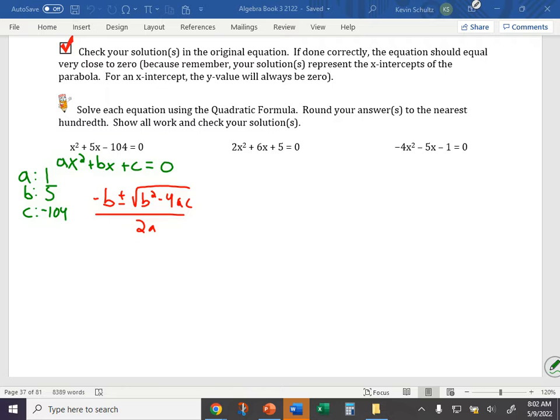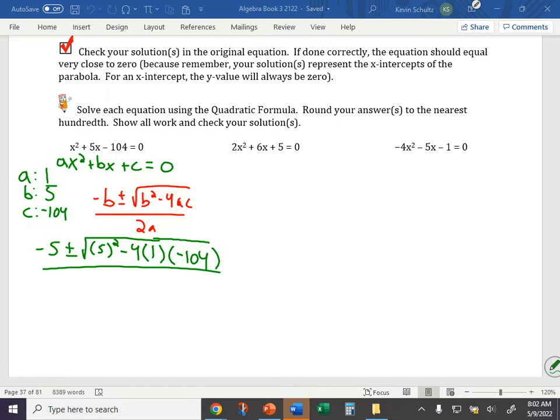Negative b is going to be -5 plus or minus the square root of 5 squared, and I'm going to put my 5 in parentheses just like I always tell you to do when you square, just so if it's negative and you need the parentheses, you don't forget. If you always put the parentheses in, then you're not going to forget them when they're actually required. Okay? Minus 4 times our a term, which is 1, times our c term, which is negative 104. Let's extend that longer.